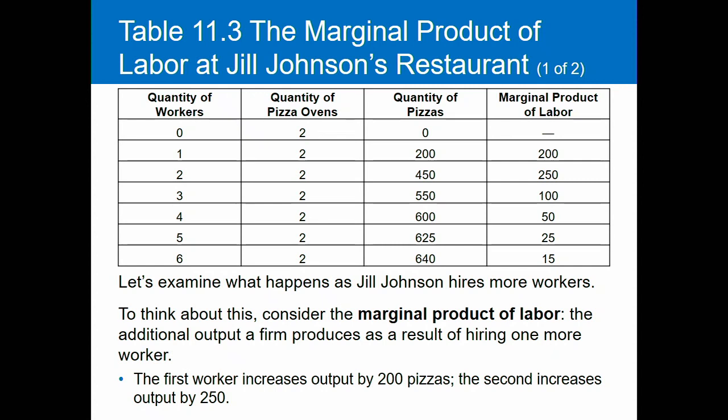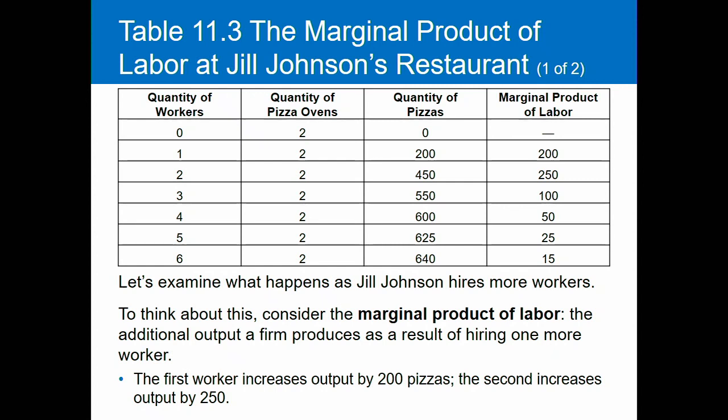So again, keeping the quantity of pizza ovens the same, keeping it 2 pizza ovens. As she adds more workers, she's able to make more and more pizzas. When we go from 1 worker to 2 workers, we go from 200 to 450. So the marginal product of labor, remember marginal means the next unit. So as you add 1 more unit of labor, in this case 1 more worker, what is the additional output you're getting? Moving from 0 to 200, the additional output, or the marginal product of labor, is 200. Moving from 200 to 450, that difference is 250. So the marginal product of labor there is 250.